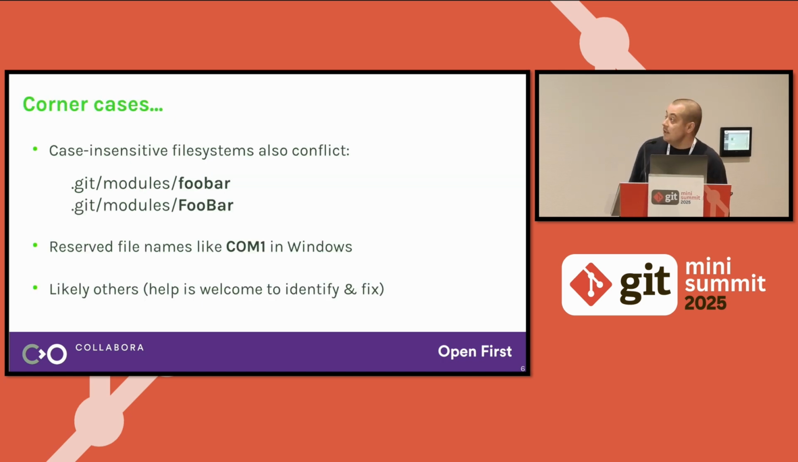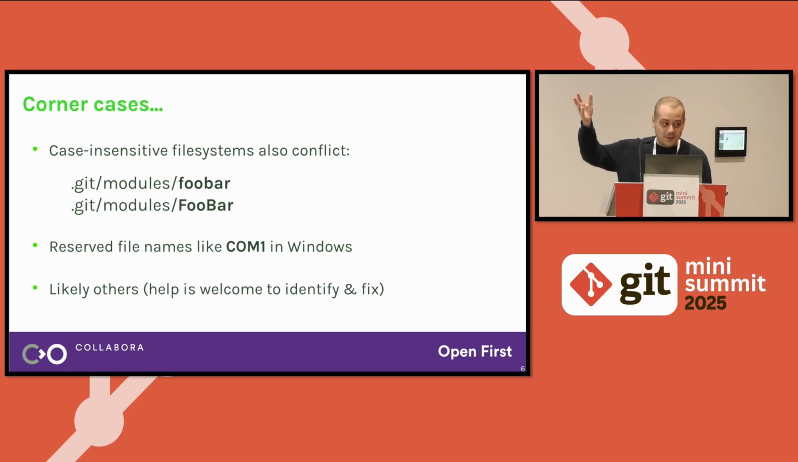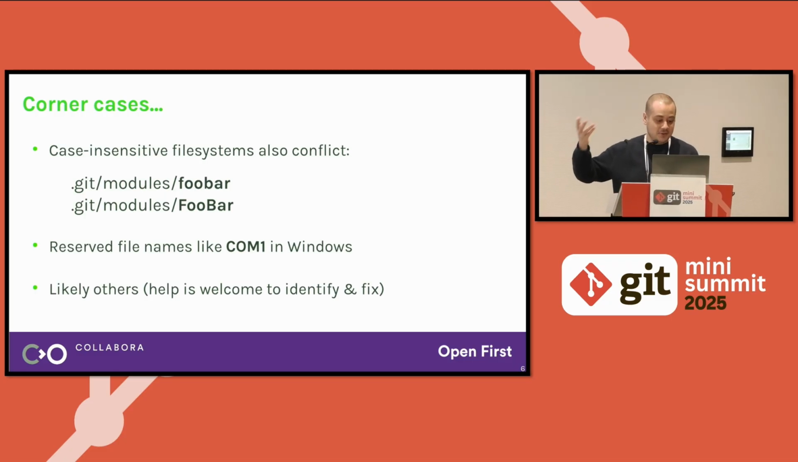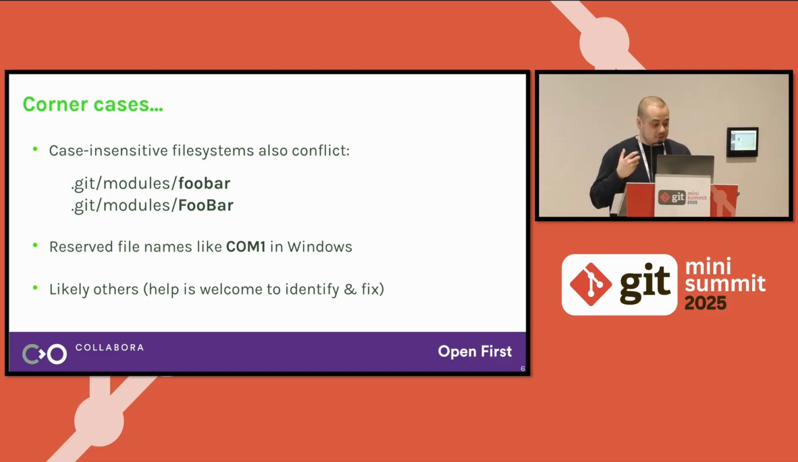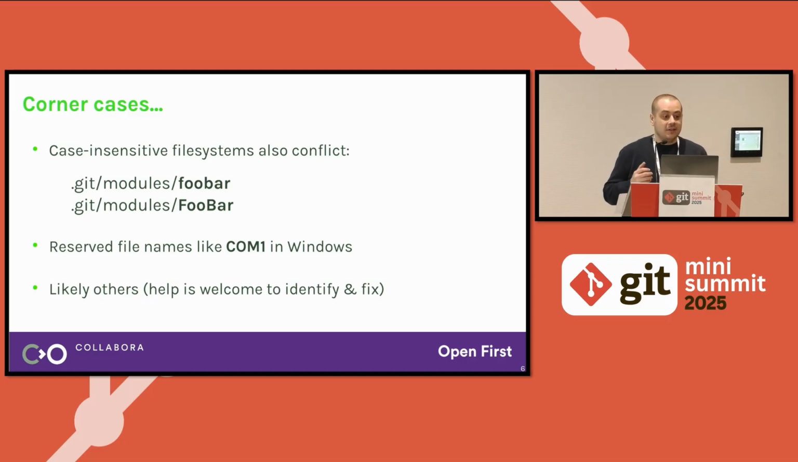Now, there are corner cases here, because conflicts also happen in case-insensitive file systems. If you have something like foobar and foobar with caps, then you will get a conflict. Or you might have problems with reserved file names, something Patrick also touched upon. My patch also tries to fix that, right? And likely there are even more corner cases than those.